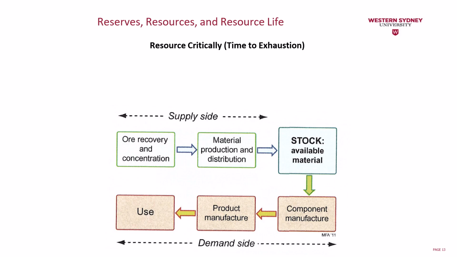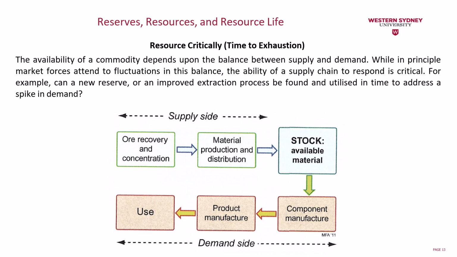Usually the criticality of the resources depends on the time to exhaustion. The availability of a commodity depends upon the balance between supply and demand. In principle, market forces attend to the fluctuations in this balance. The ability of the supply chain to respond is critical. For example, can a new reserve or an improved extraction process be found and utilized in time to address a spike in demand or not?